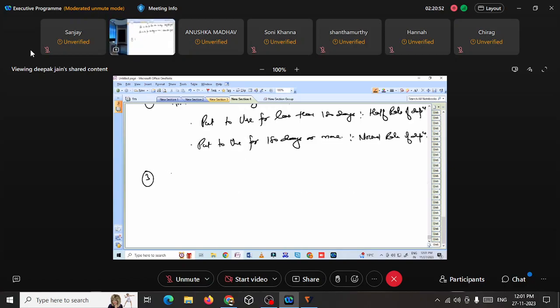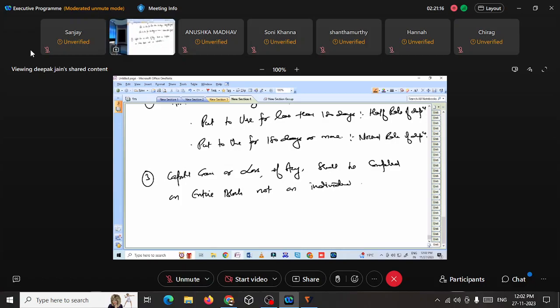Third and last. Capital gain or loss, if any, shall be computed on the entire block, not on an individual asset. Clear? Yes, sir.